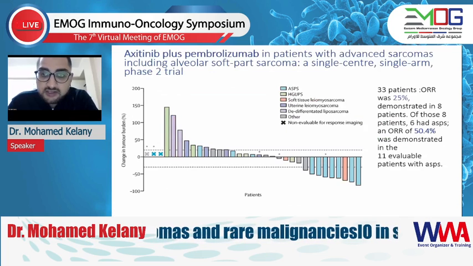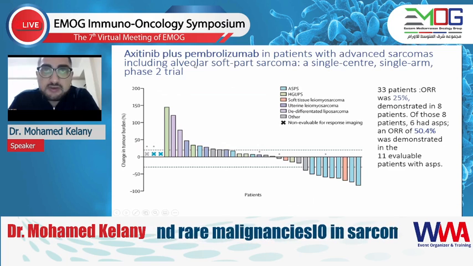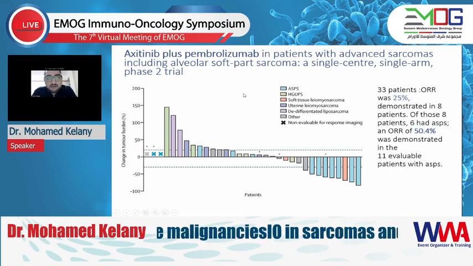This is the rationale why we tested, in a phase 2 trial, axitinib plus pembrolizumab in patients with advanced soft tissue sarcoma, including alveolar soft part sarcoma. It is a single center, single arm trial. They tested this combination in 33 patients. The overall response rate was 25%.